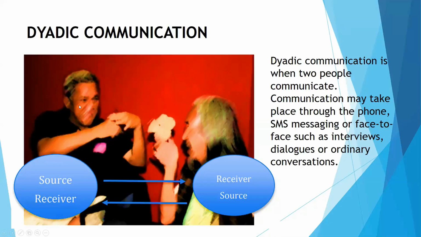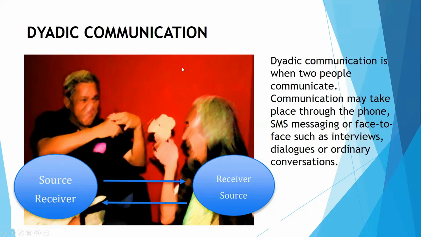So person one can be the source and he can also be the receiver. And person two can also be the source and he can also be the receiver. So that is the meaning of dyadic communication. It refers to an interaction between two persons. Okay, that is only two persons.